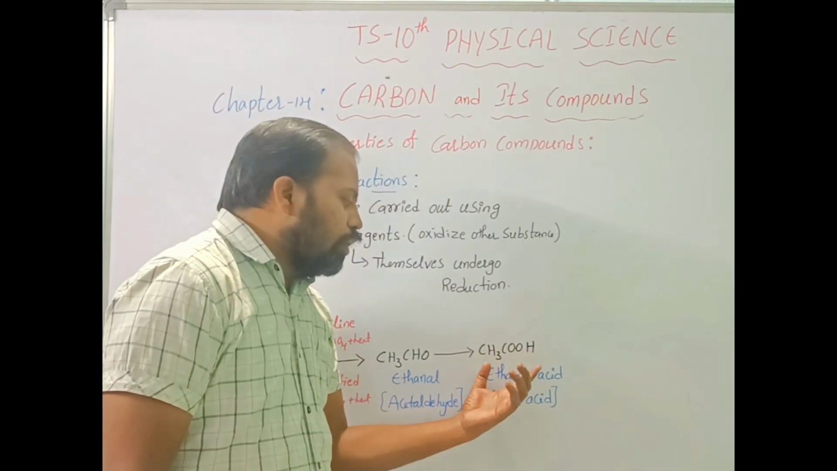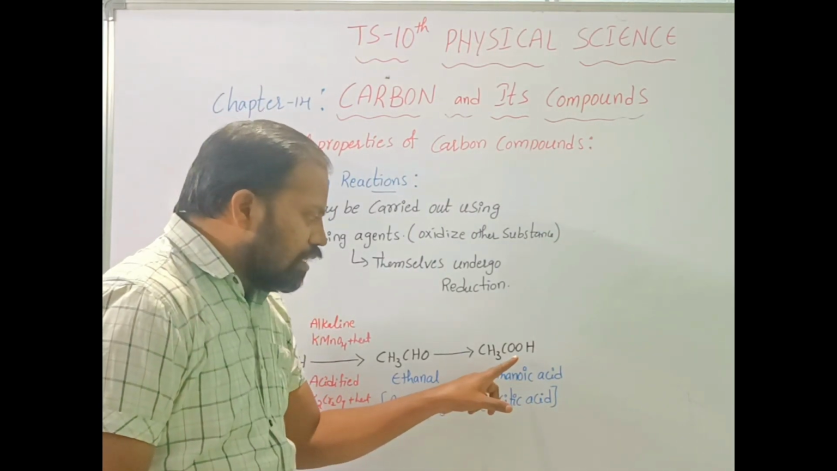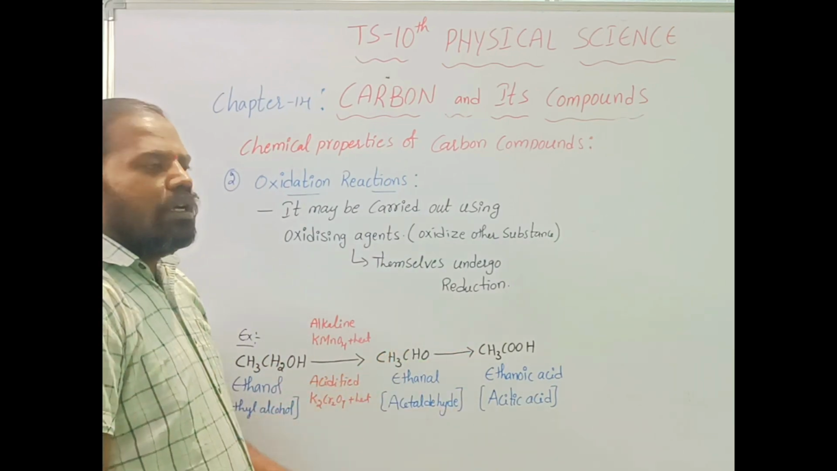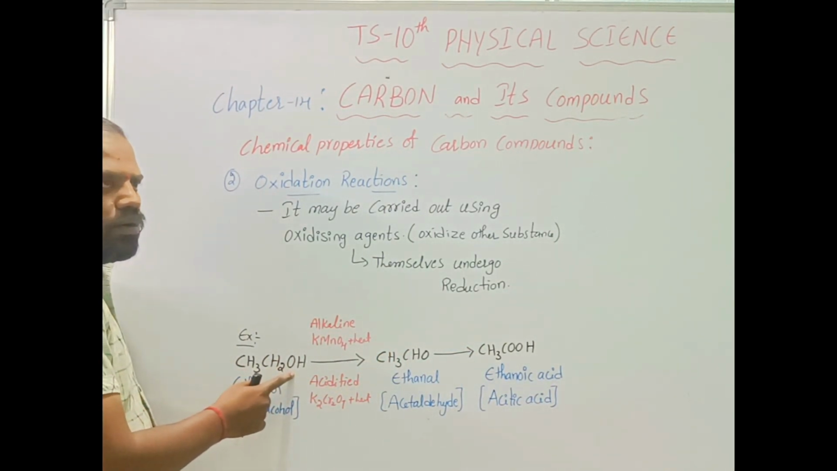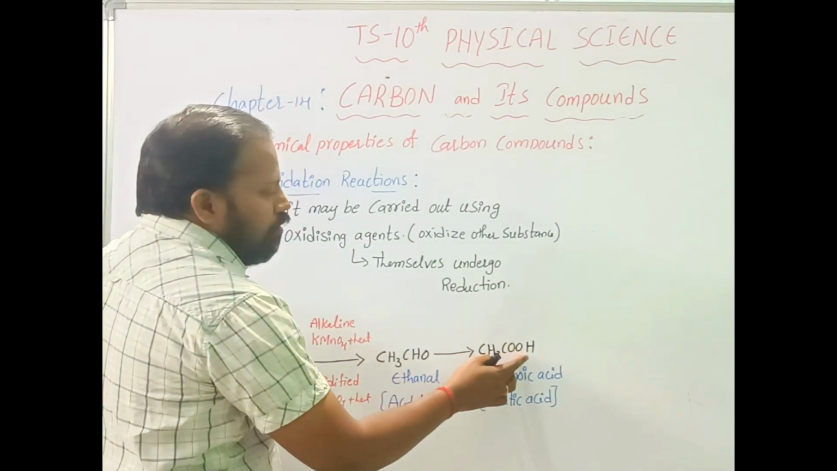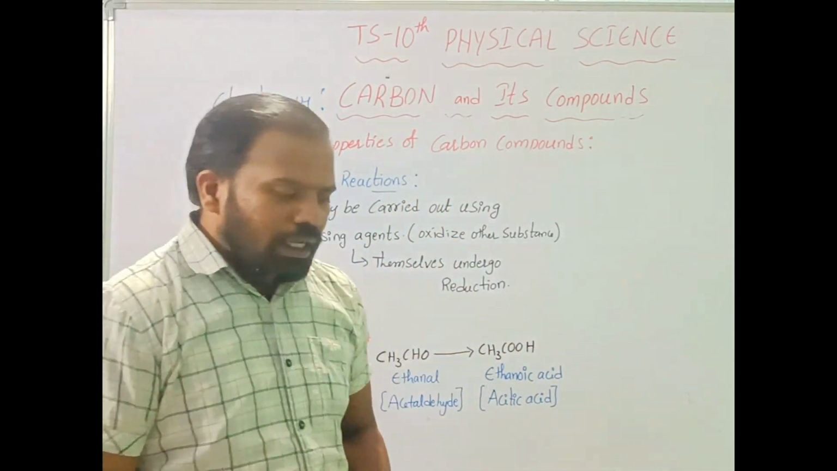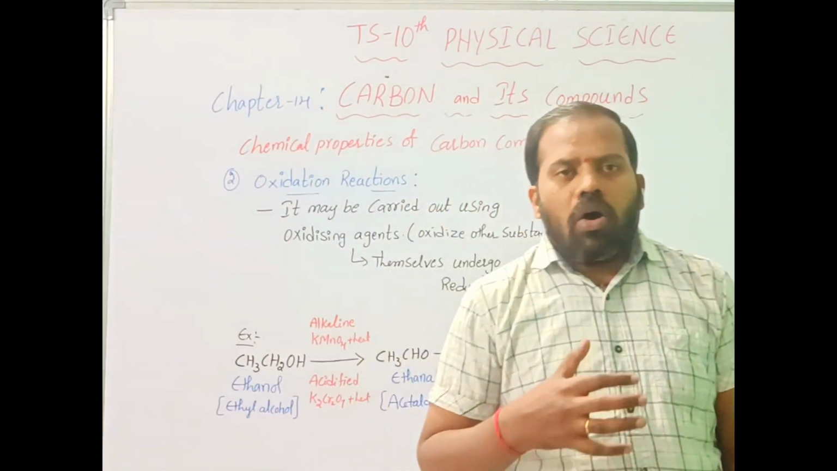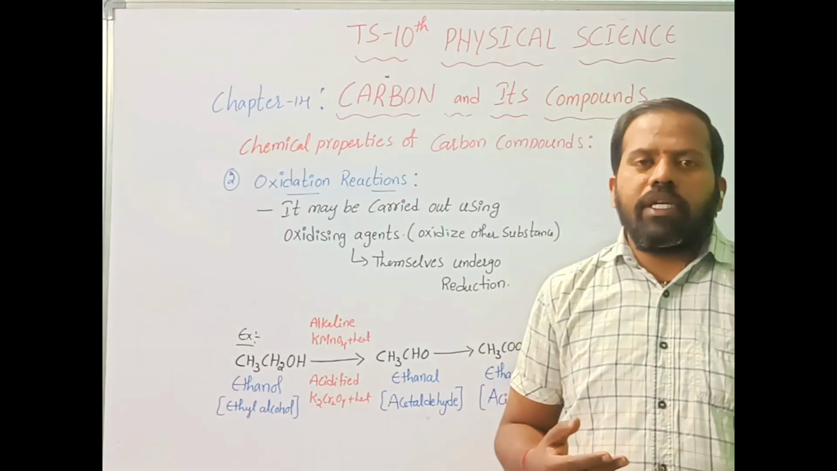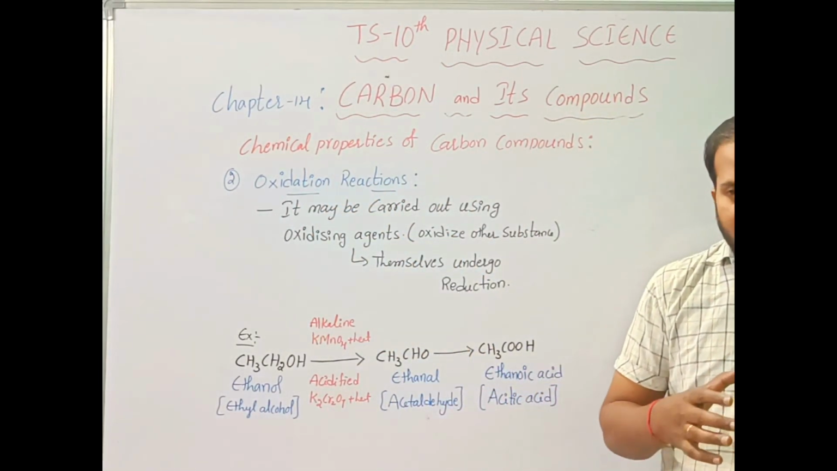It can be converted into ethanoic acid, or simply we can say acetic acid. You can see the addition of oxygen there. First it has a single oxygen, and with continued processing in the presence of these two, it is converted into the acid. So this we can say is the oxidation reaction. Simply we can say alcohol can be converted into aldehyde, and with further processing it is converted into acids. That process can be called oxidation reactions.